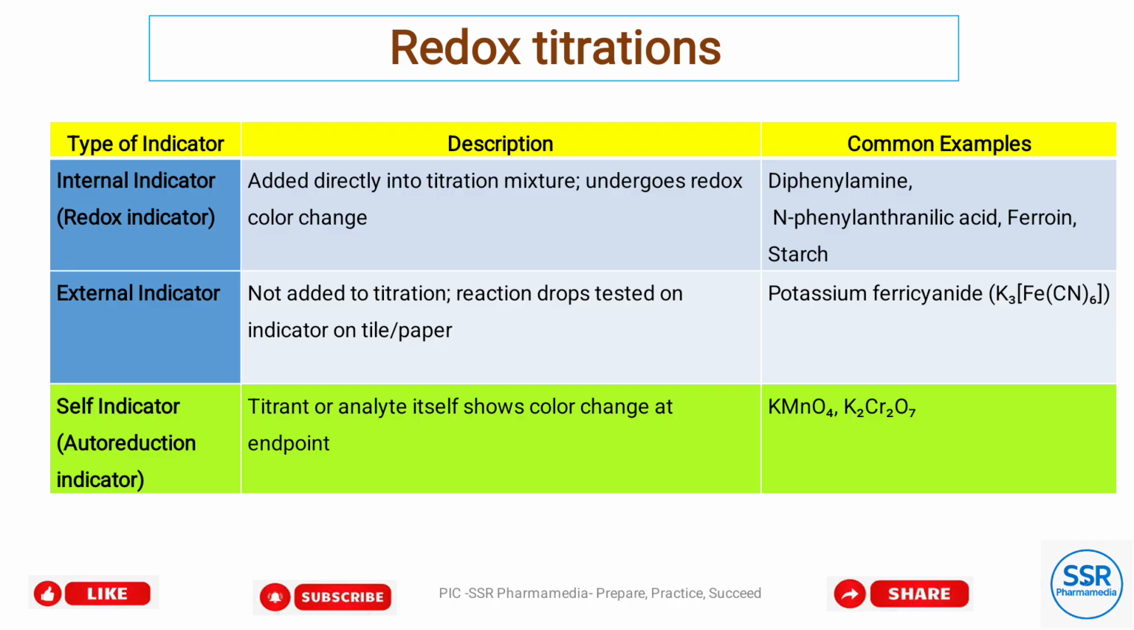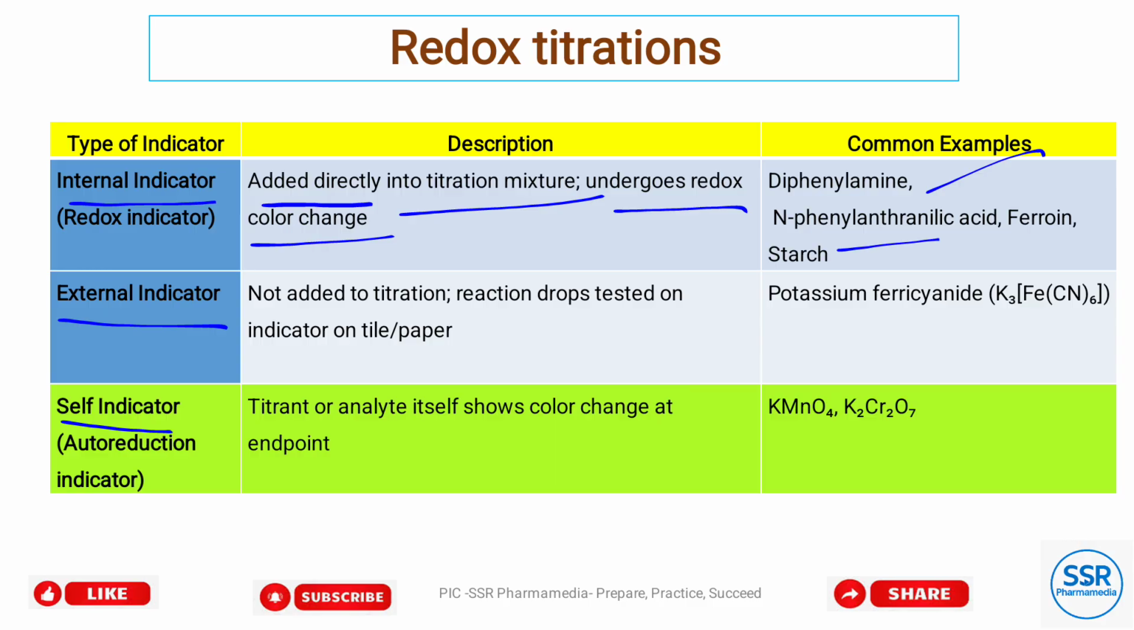Next we'll discuss the types of indicators used in redox titration. Three types of indicators are used: internal indicator, external indicator, and self indicator. Internal indicators are added directly into the titration mixture and undergo redox color changes. Examples are diphenylamine, N-phenylanthranilic acid, ferroin and starch.